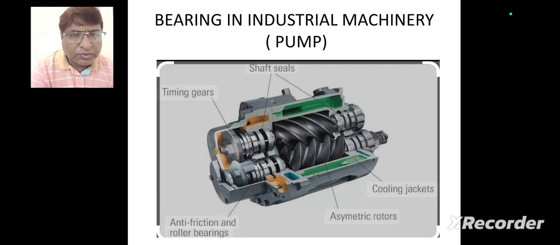So here the bearing in industrial machinery, in pump we can use the bearing. So it is a figure of inside of pump where we can use the bearing. So the parts of these figures are timing gears, shaft shields, cooling jackets, asymmetric rotors and anti-friction and roller bearing.